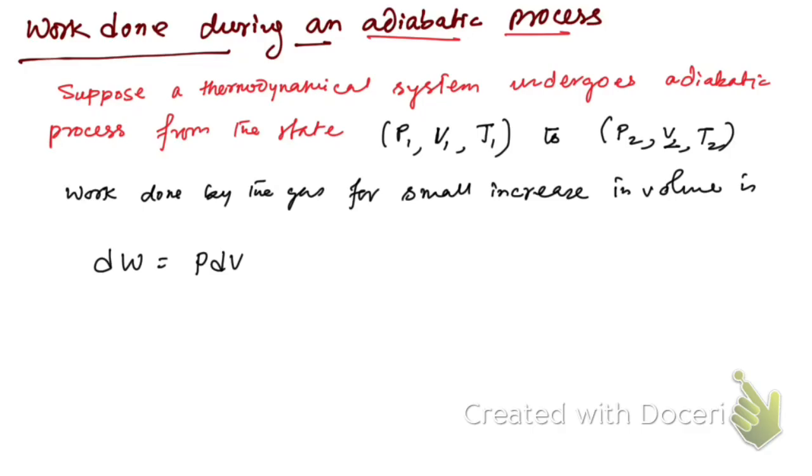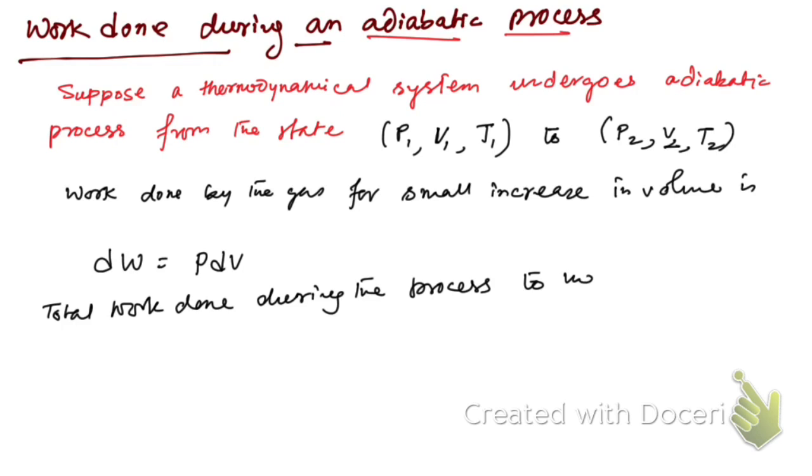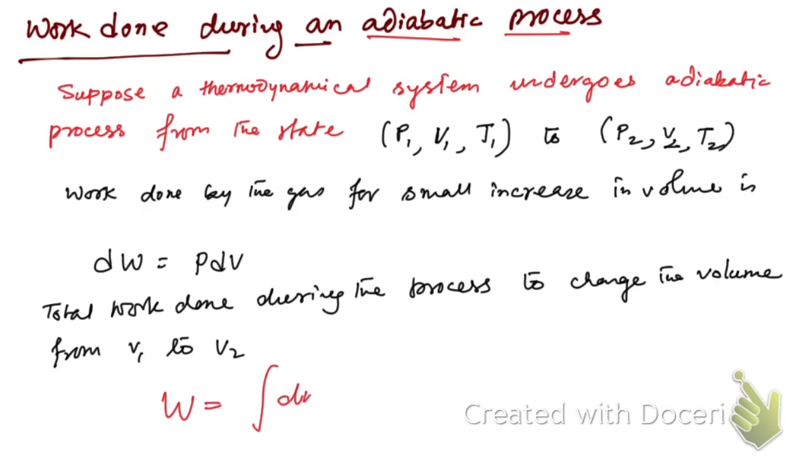Now total work done during the process to change the volume from V1 to V2 is going to be given by W is equal to the integration of dW, from 0 to W, that means integration of P dV, with volume from V1 to V2, right? So now you see, let me copy this and go to a new slide.